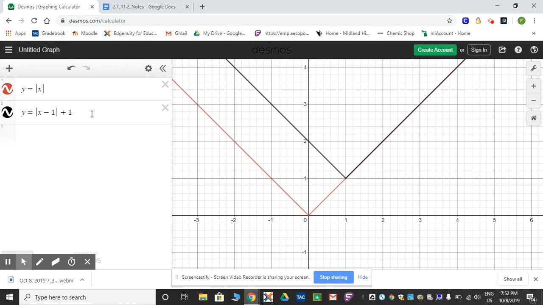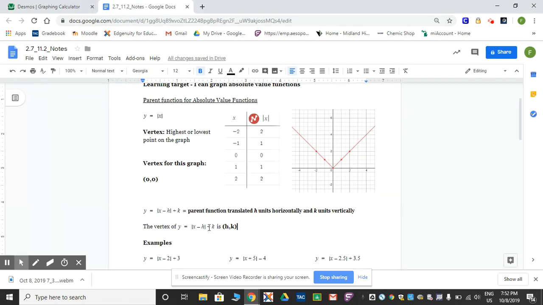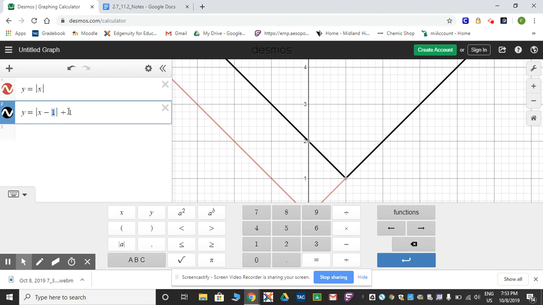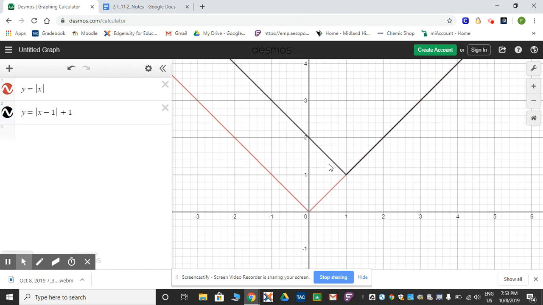So I have y equals absolute value of x minus 1 plus 1. This looks really similar to what's in our notes because it is the same setup. My h is 1 and my k is 1, so that's why my vertex is at h comma k, or 1, 1.